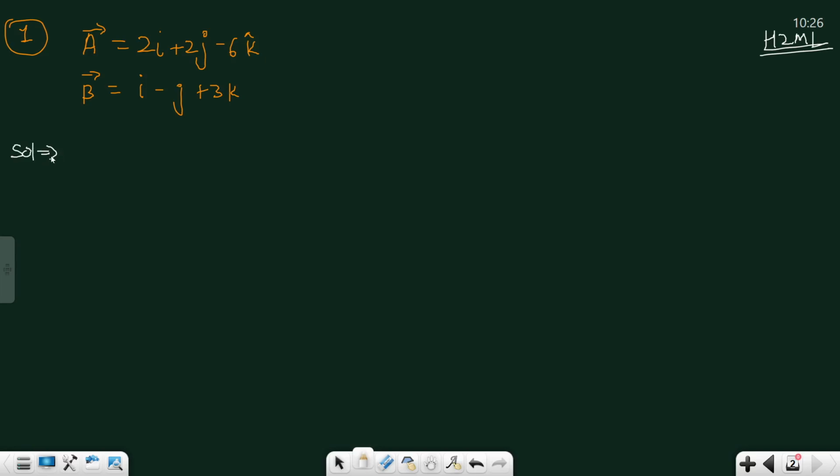So give me the answer. What will be A dot B? It will be 2 into 2, it is 2. 2 into -1, -2, -6 into 3, -18. So is it -18? Yes, sir. And what about the magnitude of A and B?